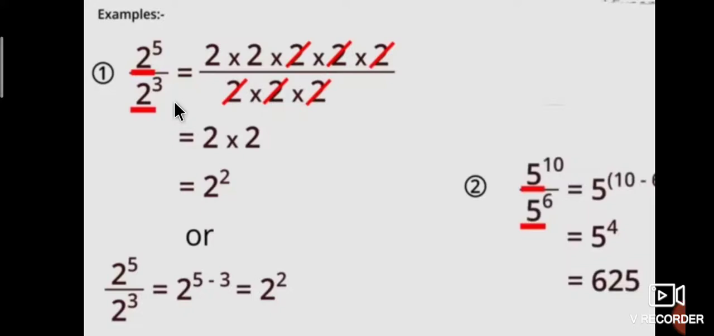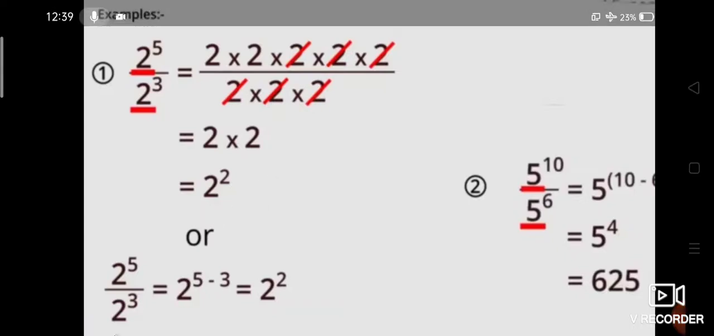2 to the power of 5 divided by 2 to the power of 3 is equal to 2 into 2 into 2 into 2 into 2 divided by 2 into 2 into 2. One 2 goes with one 2, and so on, three times. The remaining is 2 into 2, that is equal to 2 square, that is equal to 4.